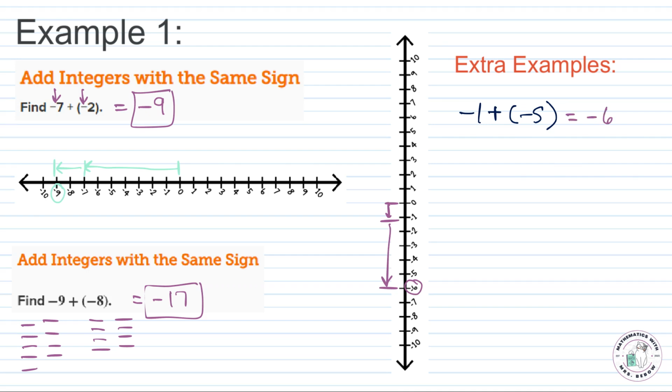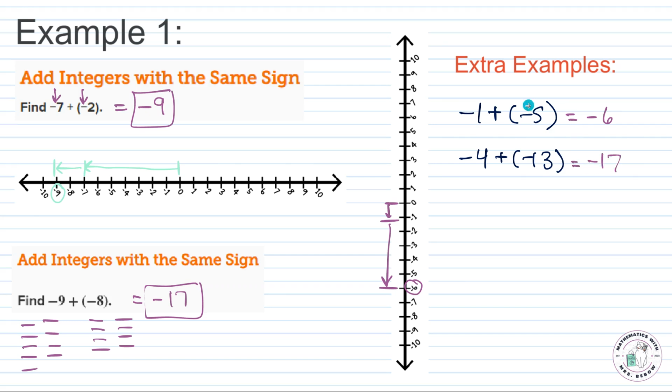Taking a look at another example, let's do -4 plus -13. Again, as a reminder, the pattern here is that if they are the same sign, you just add like normal. So 4 negatives plus 13 negatives is going to give me a total of 17 negatives.